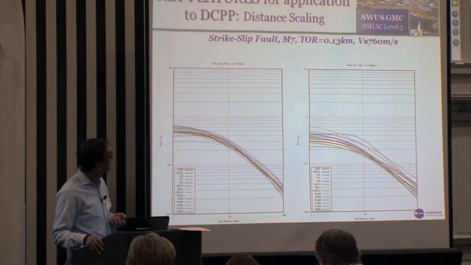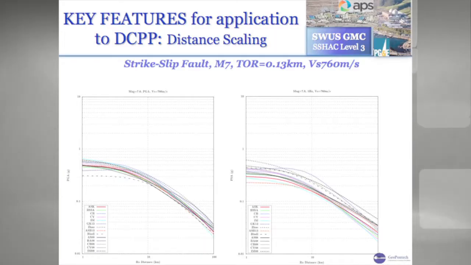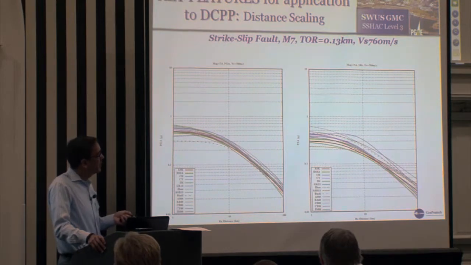The next thing I wanted to look at for Diablo Canyon was the short distance scaling and how the models behave as you come in very close. Because if you remember, for the shoreline fault, we've got a distance of less than 1 kilometer. The Hosgri is about 5 kilometers. So how do the models behave as you get into near source distances?